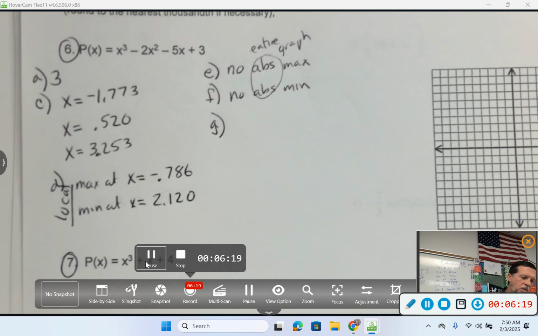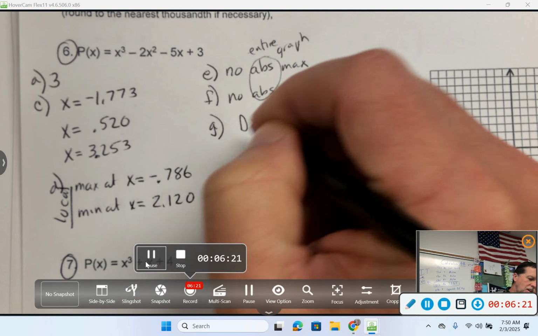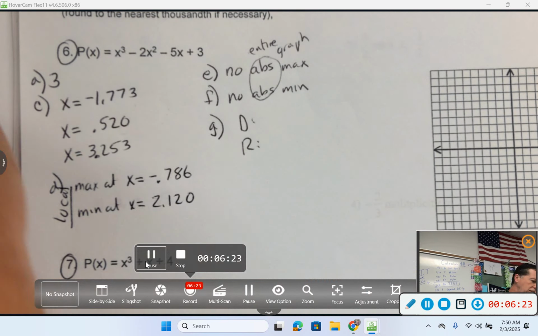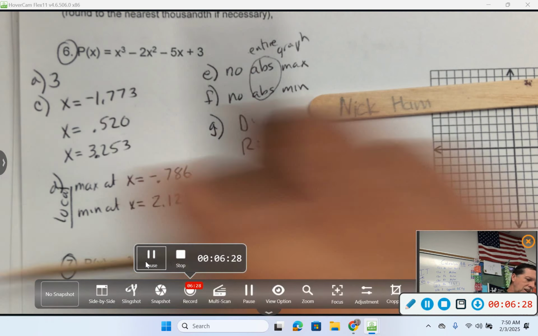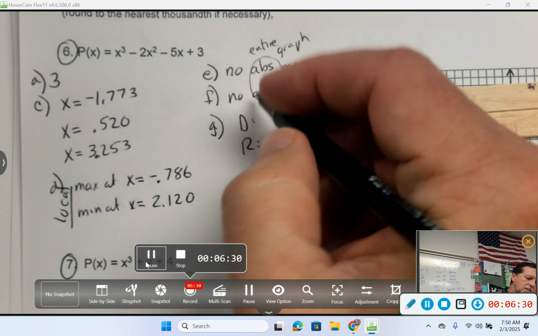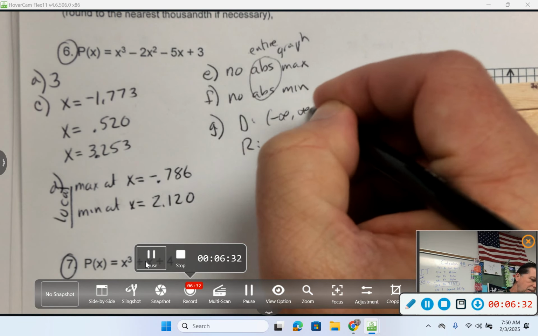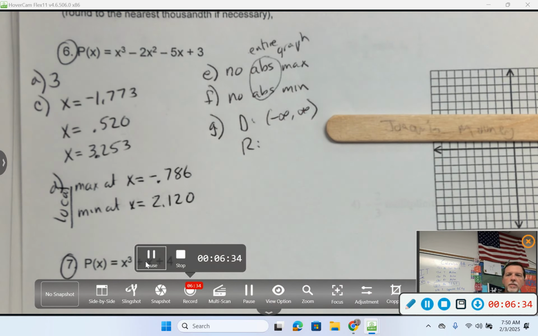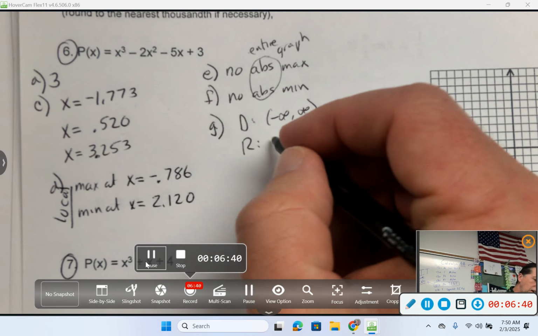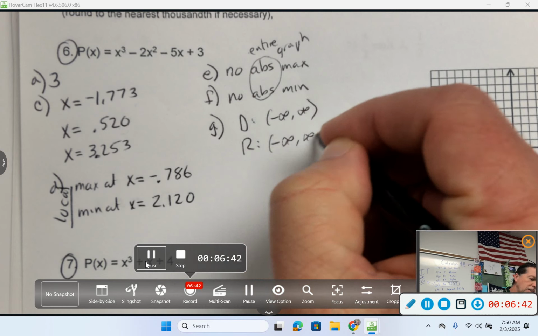All right, part G, domain and range. And it specifically says use interval notation. Nick, how about my domain? Negative infinity to positive infinity. Yes. All of them, negative infinity to positive infinity. Joaquin, how about the range? Good. Goes forever up and forever down.